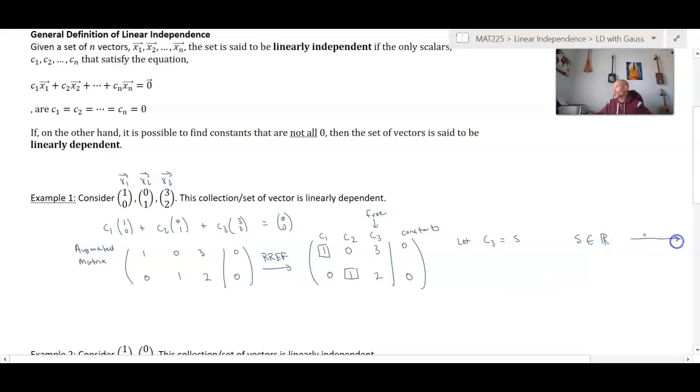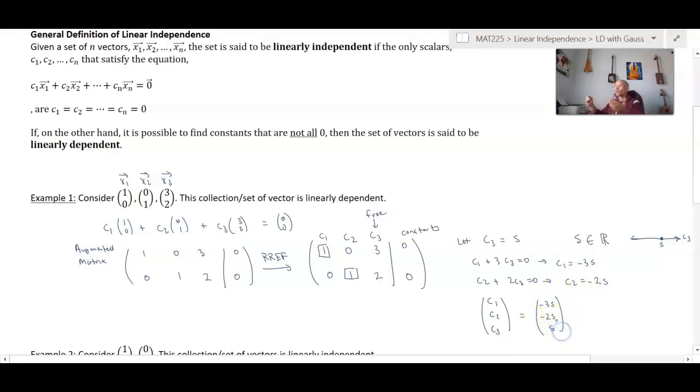Just to remind ourselves, what we're doing here is saying pick a value for C3 without giving it a numerical assignment, and let's call that value S. Well, therefore, the first row says that C1 plus 3C3 equals 0. And since C3 equals S, we can solve for C1 and write C1 equals negative 3S. In the second row, C2 plus 2C3 equals 0, which translates to C2 equals negative 2C3. But C3 is set to S. So what solution set do we get for C1, C2, and C3? Well, that vector has C1 equal to negative 3S, C2 equal to negative 2S, and C3 equal to S.